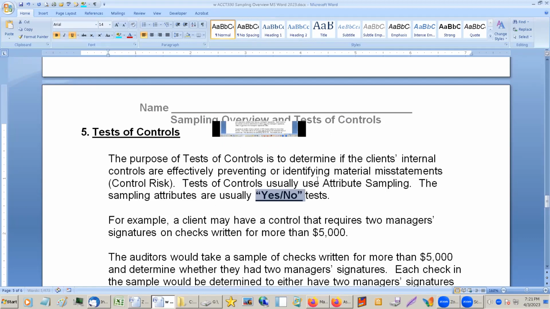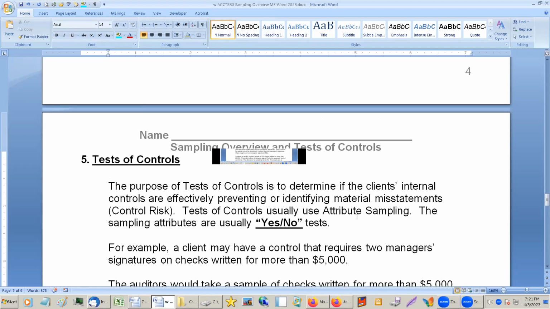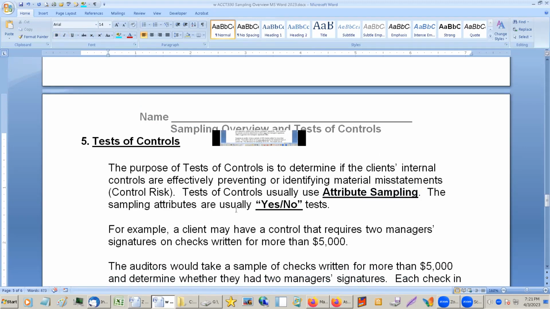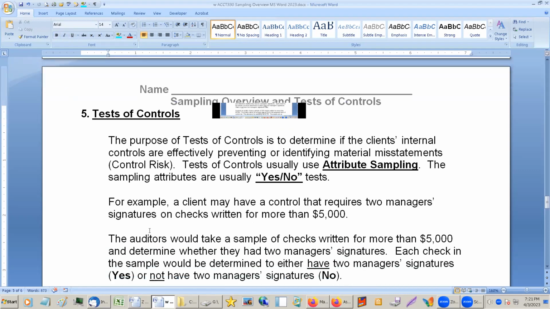So these are yes, no tests. Either the attribute is there or it's not. So this is attribute sampling. Kind of like flipping a coin. It's either heads or it's tails. It's one or the other.